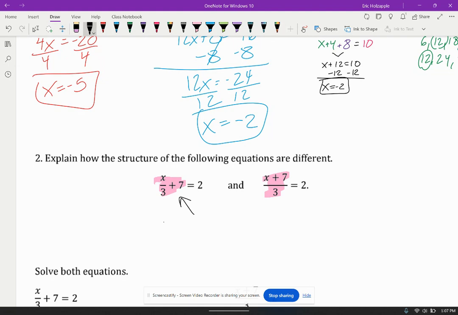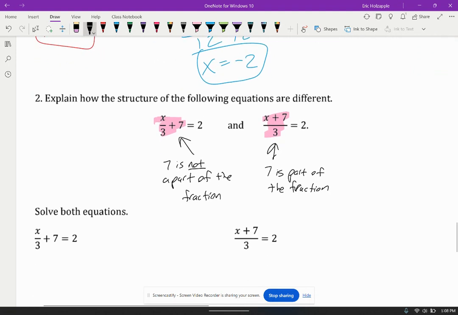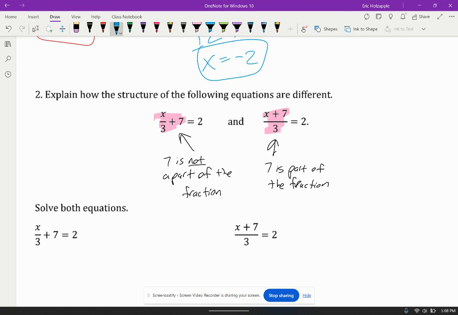In this case here, 7 is not a part of the fraction. And then in this case, you can see that 7 is on top with the x. So the 7 is part of the fraction. Okay, and what that does is it does change our steps a little bit for how we're going to approach solving this problem. Okay, so what we're going to do now is solve both of them.